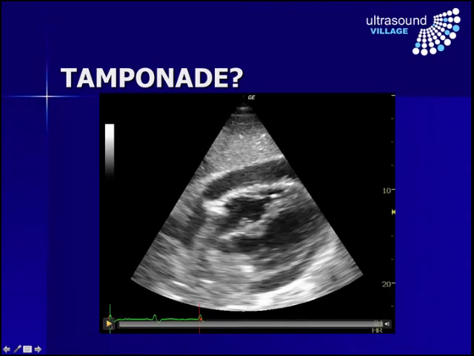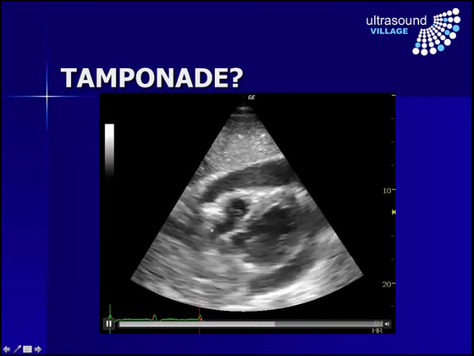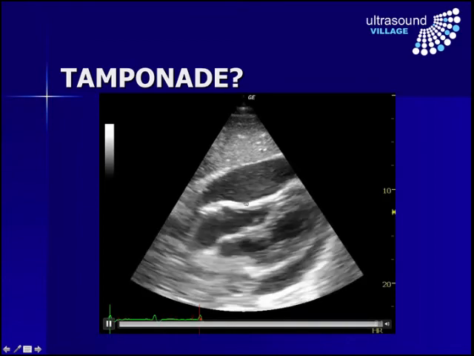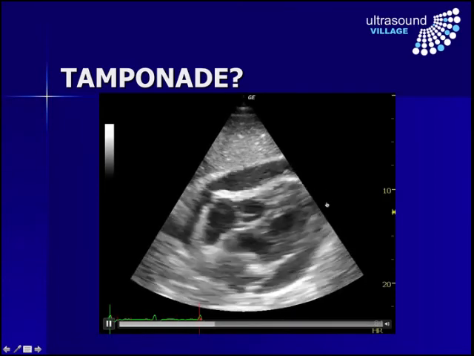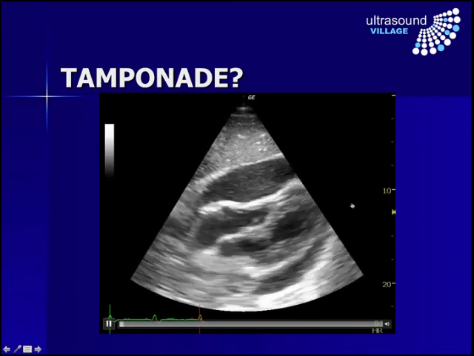Now this was a patient who was sent to the hospital because of reduced exercise tolerance. When we saw him, he was lying comfortably at rest, he wasn't tachycardic, he had a normal blood pressure. And yet when we had a look, here he has significant both right atrial, right ventricular collapse. He's got a large pericardial effusion going all the way around. The heart is actually swinging back and forward.